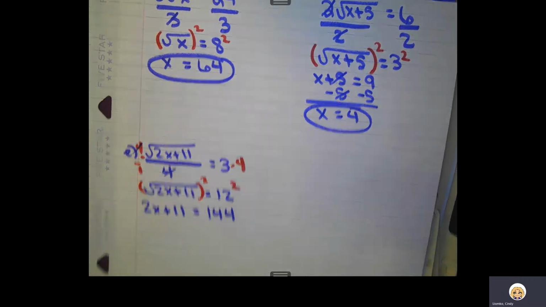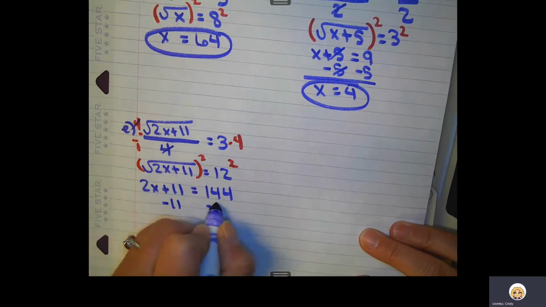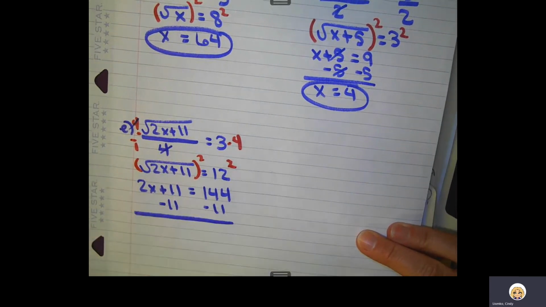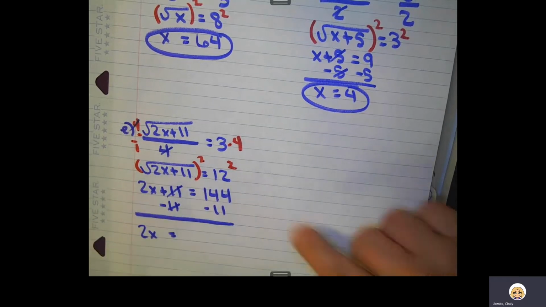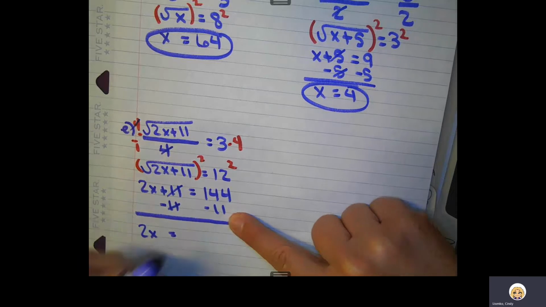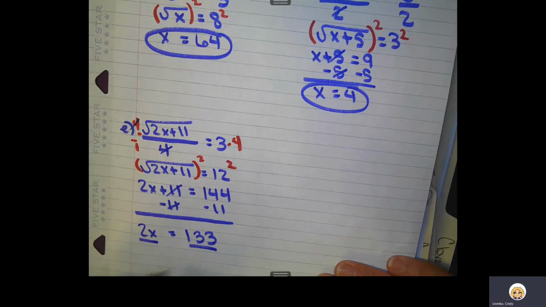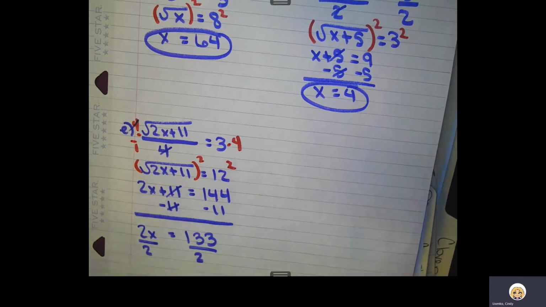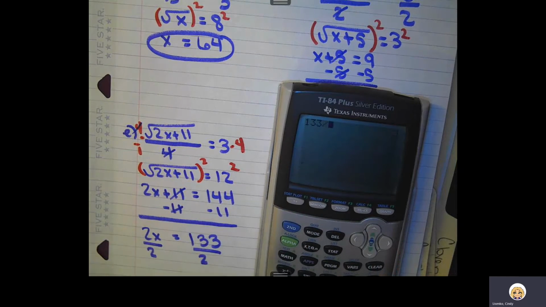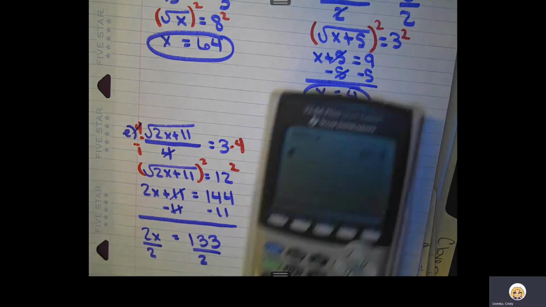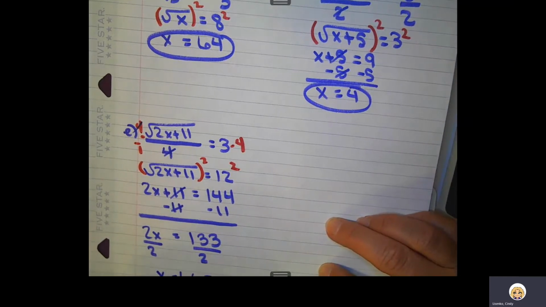Now, step 3, we're going to solve that equation. So we see plus 11, so we're going to subtract 11. 11's cancel. So we get 2x equals 144 minus 11, that's 133. Last step, to get rid of the 2, we divide both sides by 2. 2's cancel out. 133 divided by 2 gives me 66.5. So x equals 66.5.